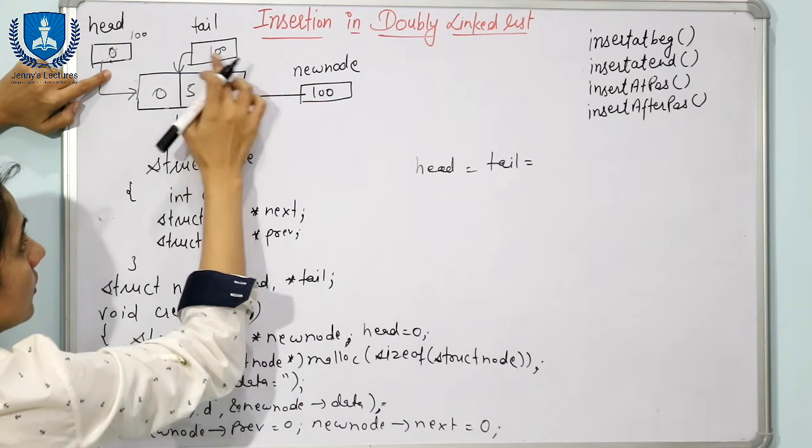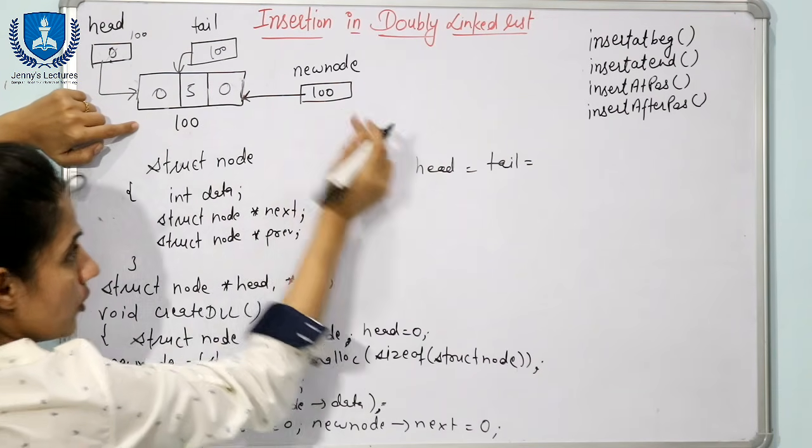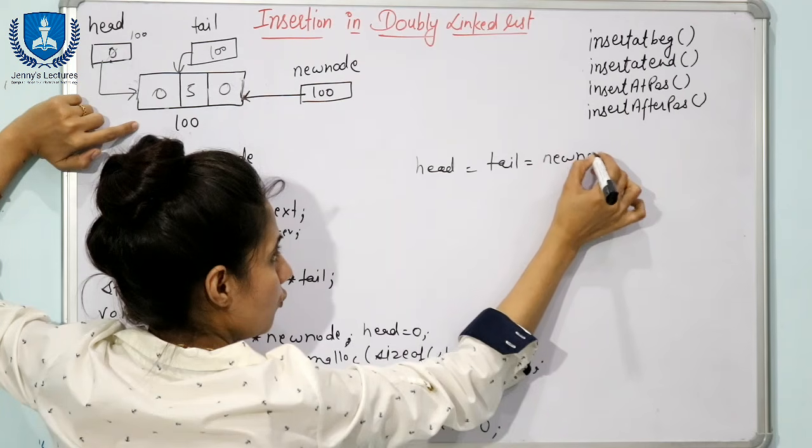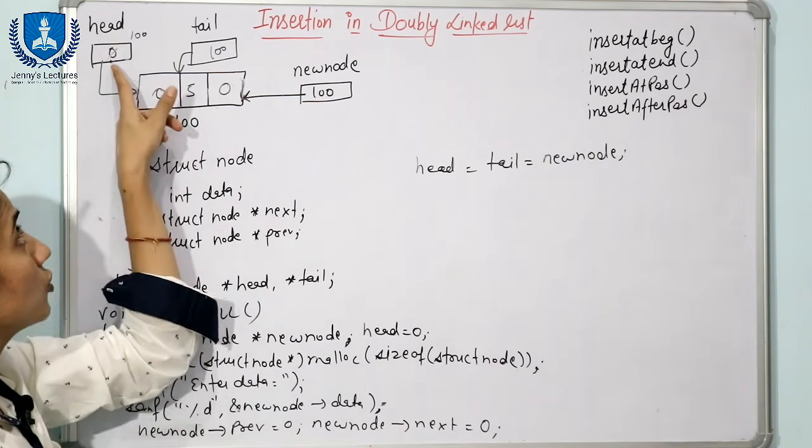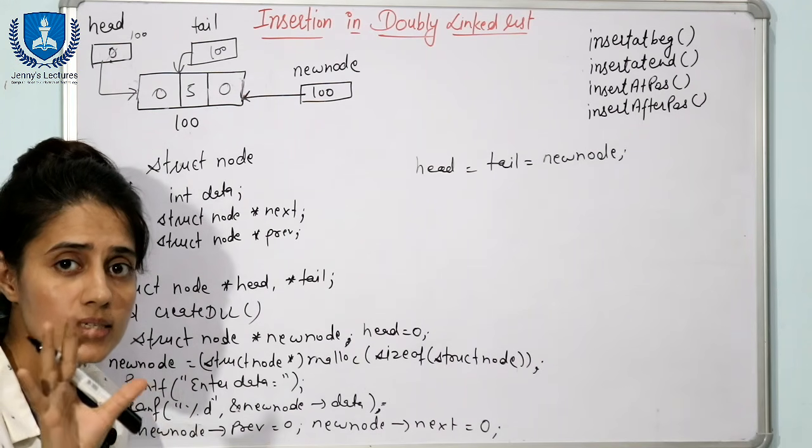From where can we get this 100? The address of this is stored in this pointer. So here I can write new node. See, but this is the case when head is equal to 0. It means when the list is empty.